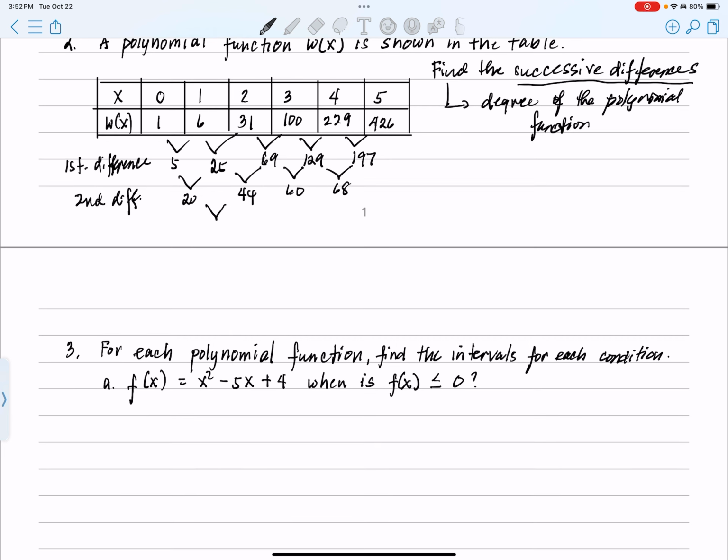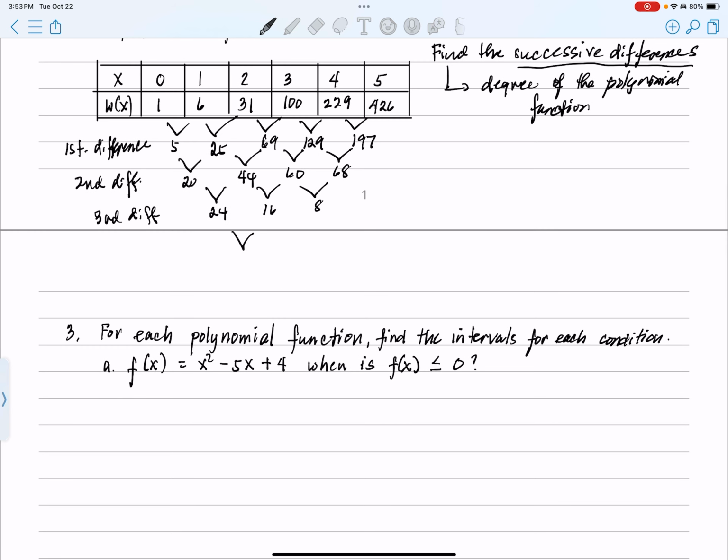Let's do another difference. 44 minus 20, that's 24. 60 minus 44, that's 16. 68 minus 60, that is 8. Still, you don't come up with a constant difference. So we'll do some more. 16 minus 24, that's negative 8. 8 minus 16, it's negative 8. This is the fourth difference. So you come out with a constant value of negative 8.